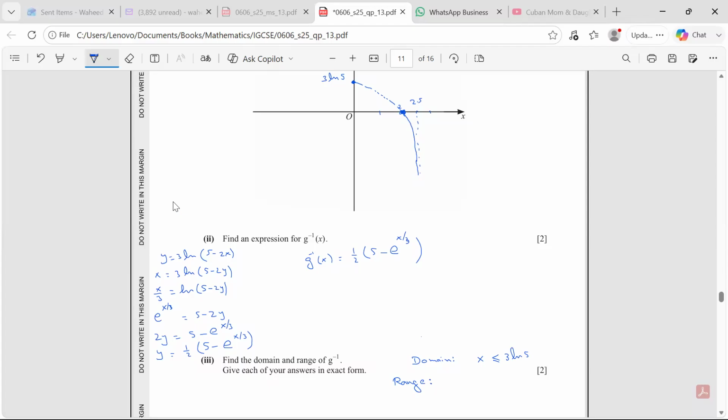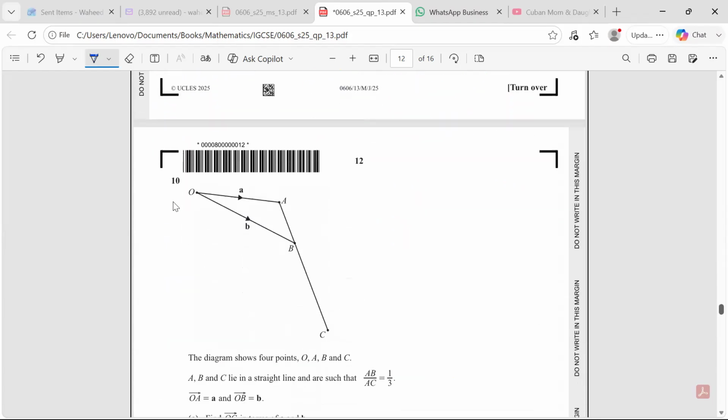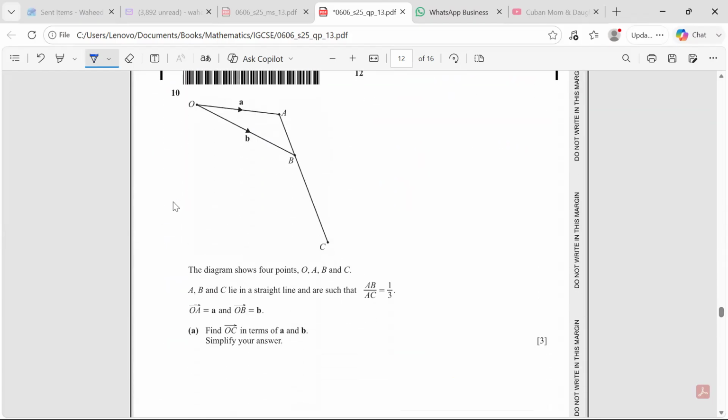And the range, you can see the domain of this function will become the range of the inverse function. So this domain here is between 0 and 2.5, where 0 is included, right? But 2.5 is not included. So that's why I have y is less than 2.5. Okay, I hope this is all clear. Now let's move on to the next question, question number 10 here.